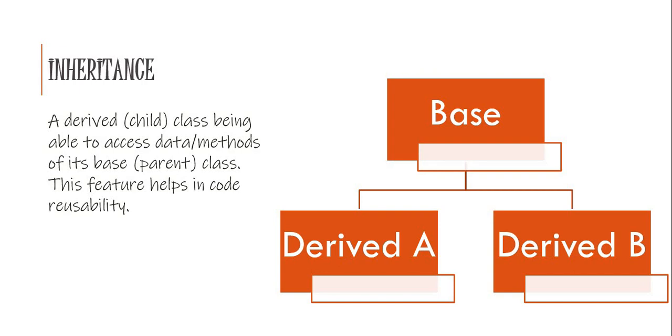Derived means what is in the base is available for derived A also and derived B also. So you can say that there can be a base class like automobile, and there can be two derived classes like big vehicles and small vehicles. You can be truck and car also, right? So this will help in reusability of code, because the base class can store all the common things that will be for both the derived classes.